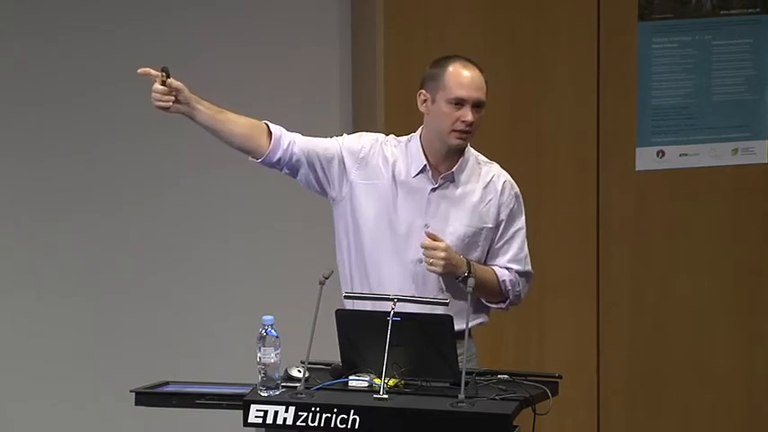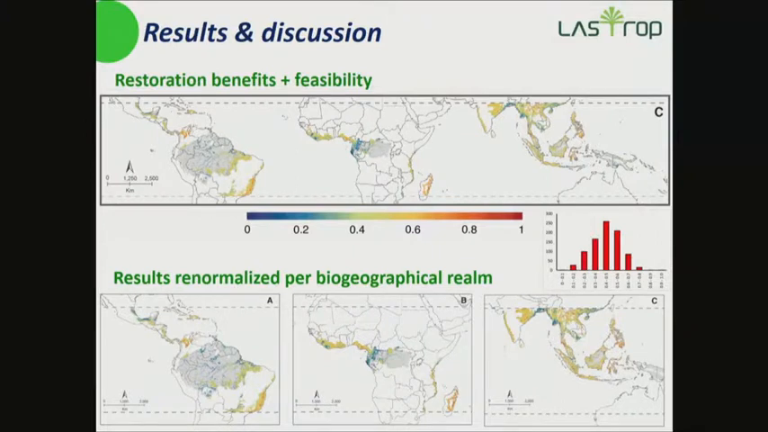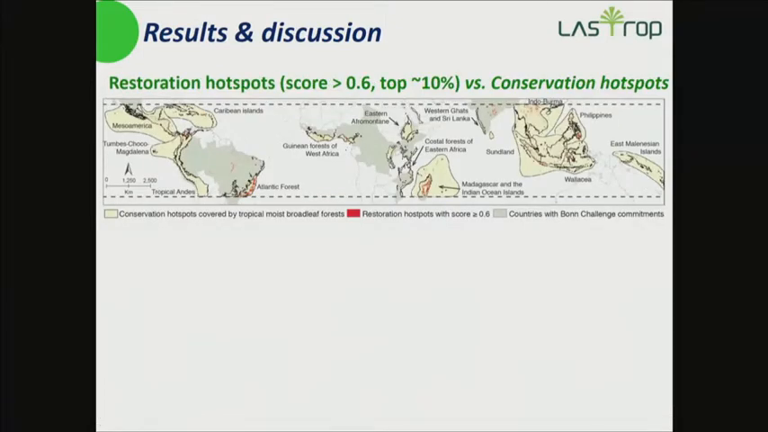So the second analysis we did here was to find where are the really hot spots. So we took the 10% landscapes with the highest hotness scores, which was basically constituted by the areas with a hotness score above 0.6. And then we overlaid this map with the global distribution of conservation hotspots, which you can see here in this yellowish color, as well as we overlaid this with the maps of the countries with commitments to the Bonn Challenge. And then we got the numbers.